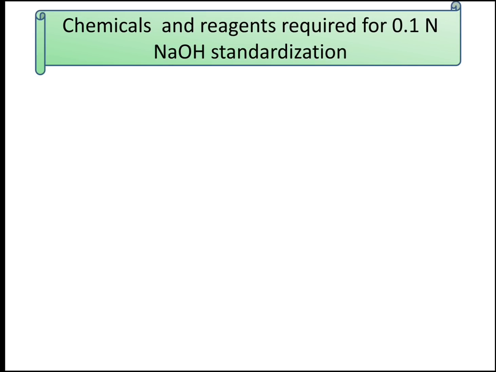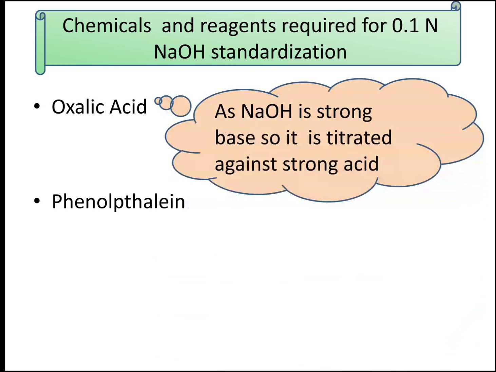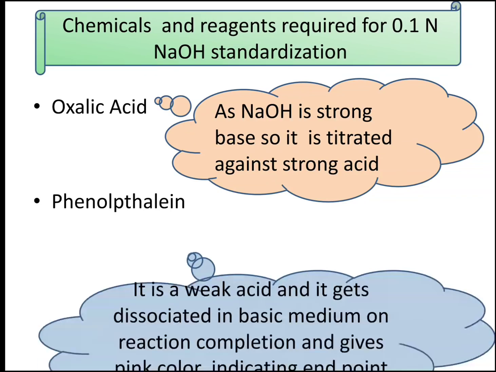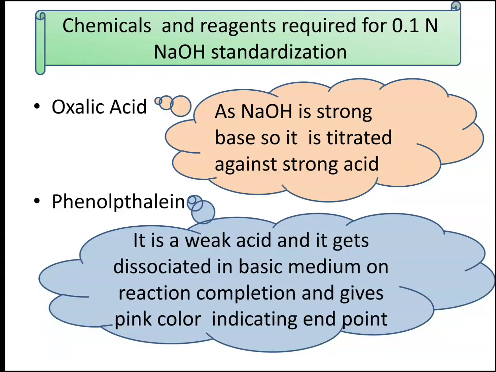Chemicals and reagents required for 0.1 normal NaOH standardization are oxalic acid and phenolphthalein. Why are we using oxalic acid for sodium hydroxide standardization? There is a reason for that. As sodium hydroxide is a strong base, it is titrated against a strong acid, and it is an example of acid-base titration.